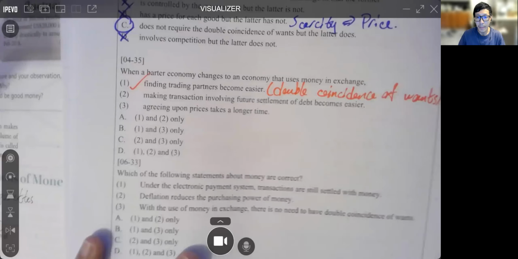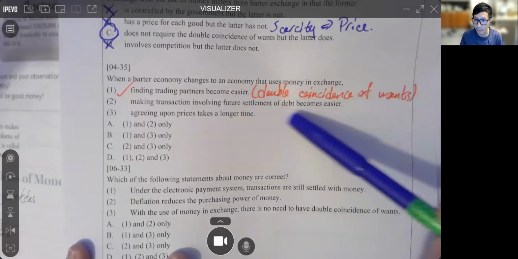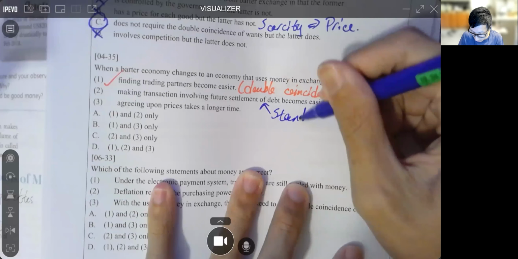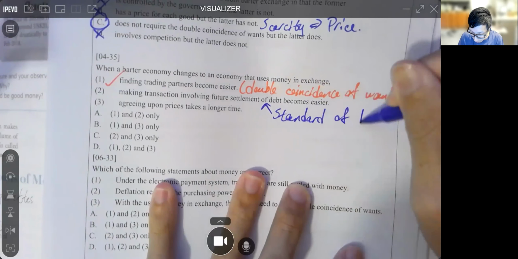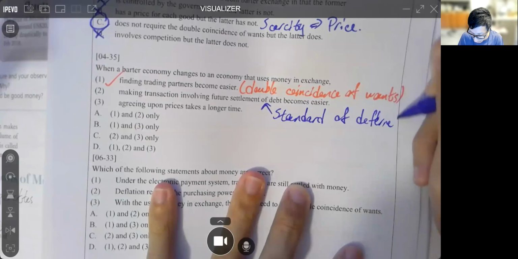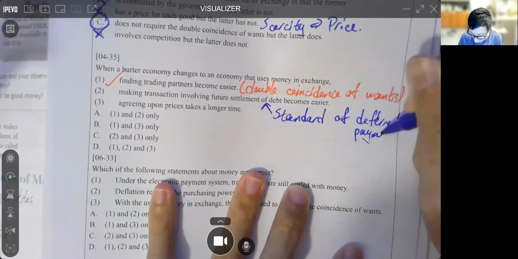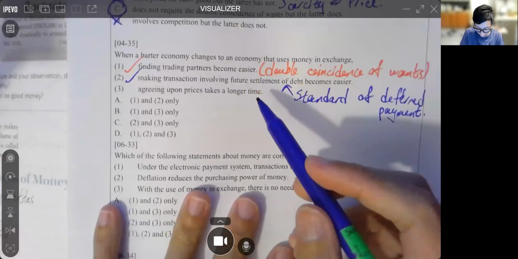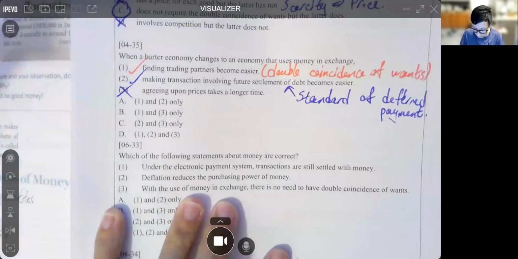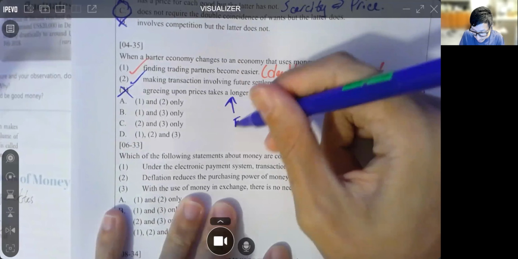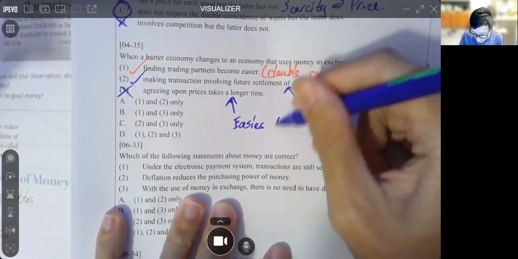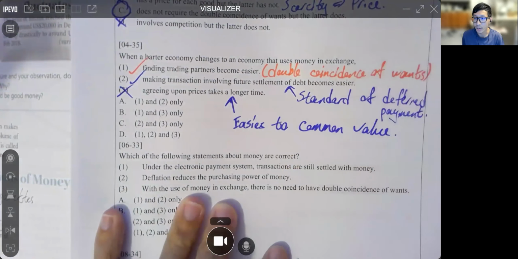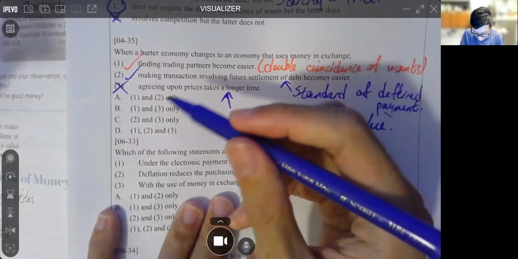Exactly. Okay? 第二啦，making transactions involve a future settlement becomes easier. 呢個啦，其中一個 function 啦，standard of deferred payment. 是不是這個 standard of deferred payment? Yes. Agreeing upon prices takes longer time. No, it's going to take shorter time. Because now easier to have a common value. Common measure of value, right? So answer one and two.